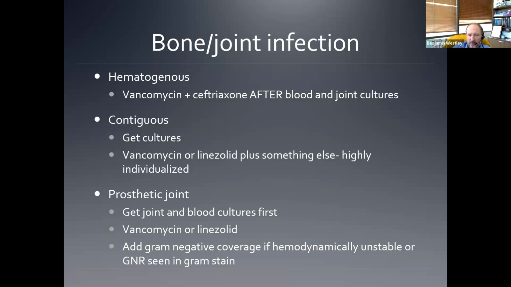We always want to get fluid out of the joint before starting antibiotics. We always give a drug that covers Staph aureus, including MRSA. And then many experts give gram negative coverage empirically as well, especially if they're unstable or you see a gram negative. If it's a subacute onset, we may not give gram negative coverage right away.